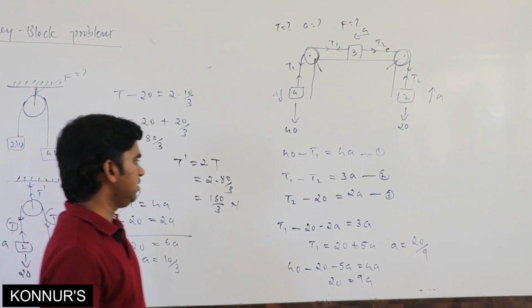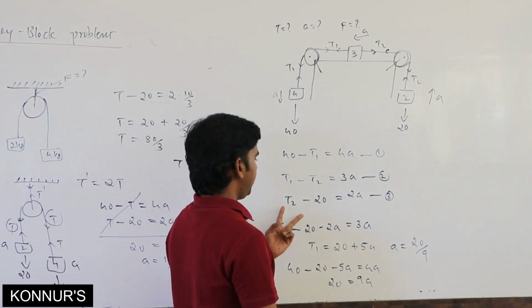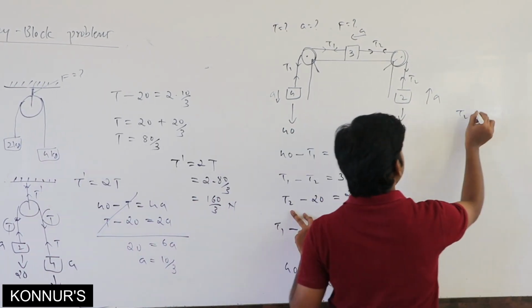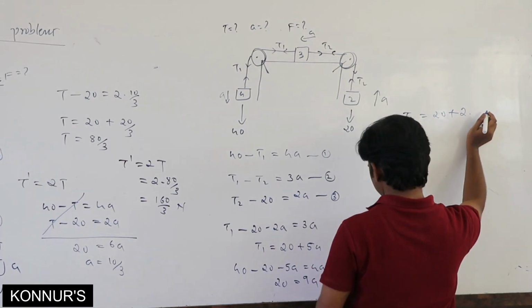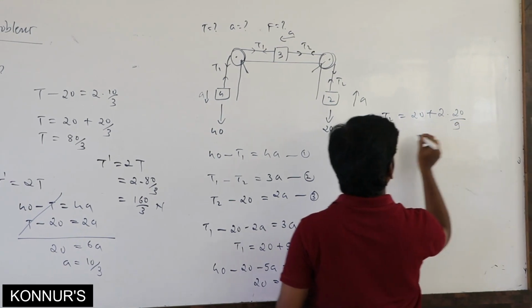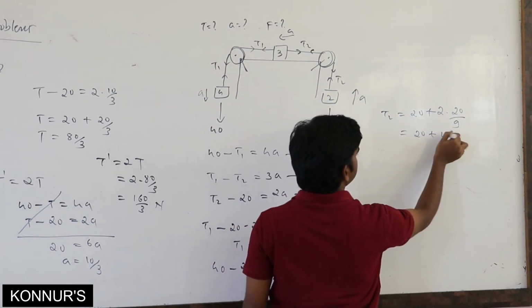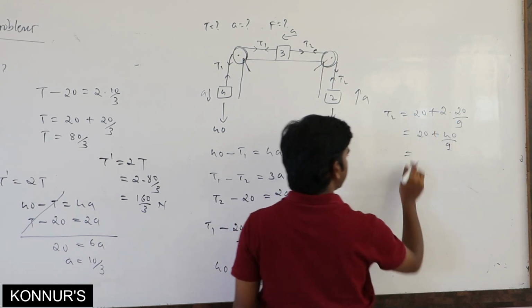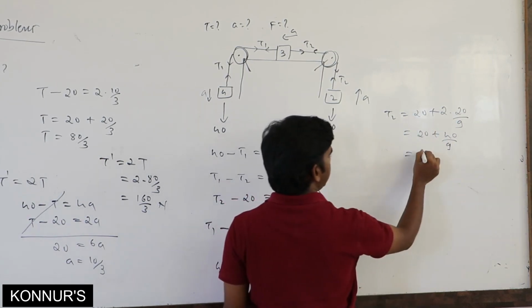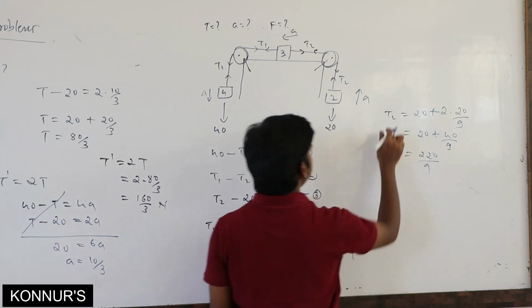If the acceleration is 20 by 9, obviously you can get T2. T2 is what? 20 plus 2 into acceleration. The acceleration is 20 by 9. So 20 plus 40 by 9. So this will become what? 180 plus 40, which means 220 by 9 is T2.